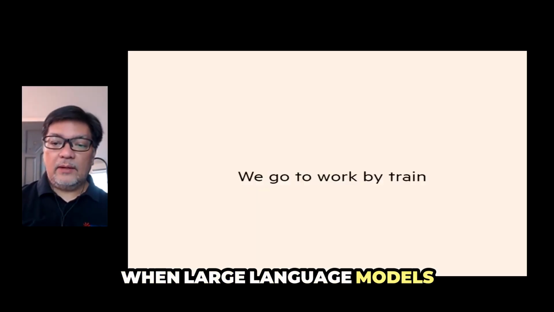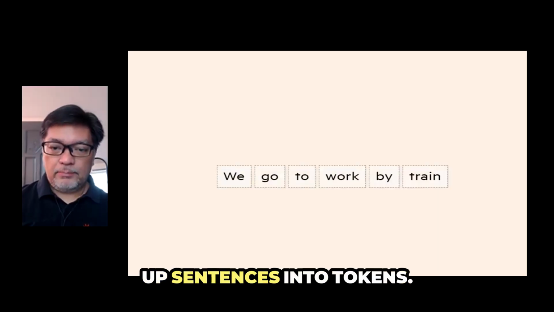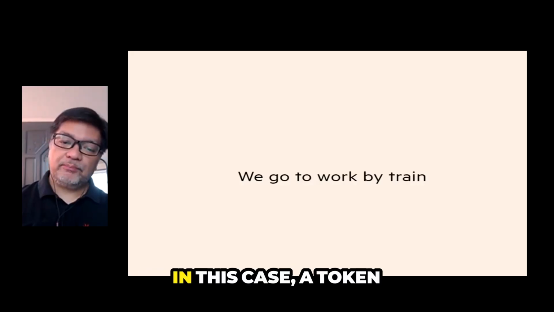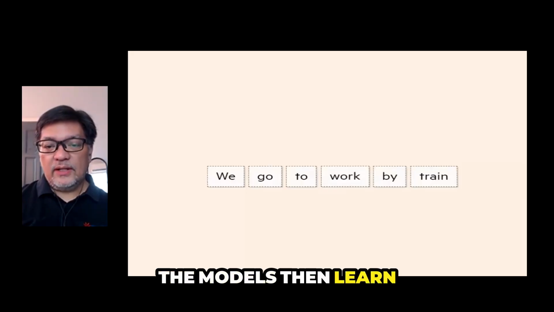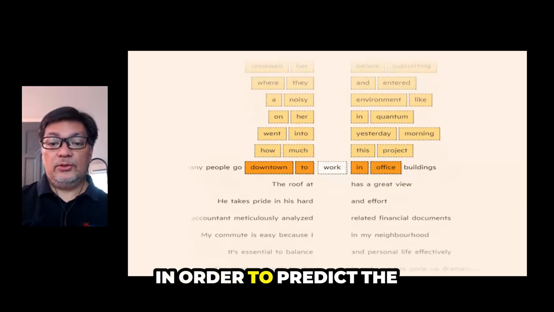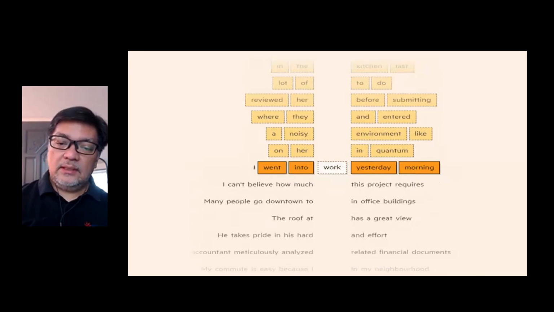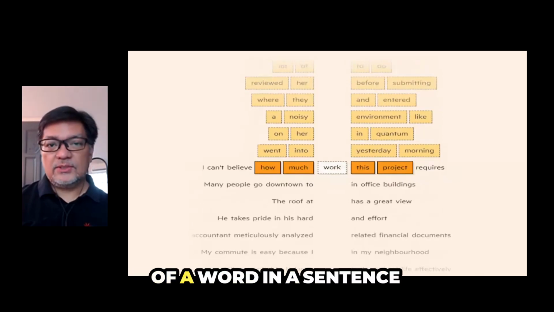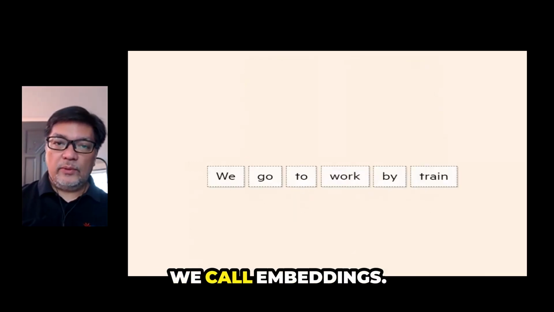When large language models are pre-trained, they learn by splitting up sentences into tokens. In this case, a token is a word. The models then learn from the typical sequences of these tokens in order to predict the next token after a series of words. Then the typical locations of a word in a sentence are captured into what we call embeddings.